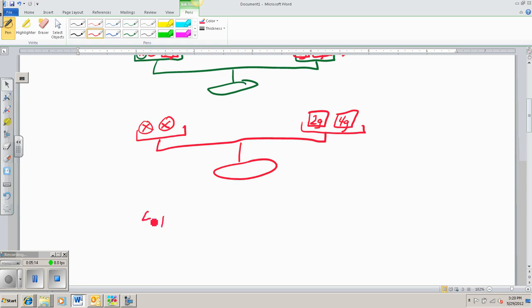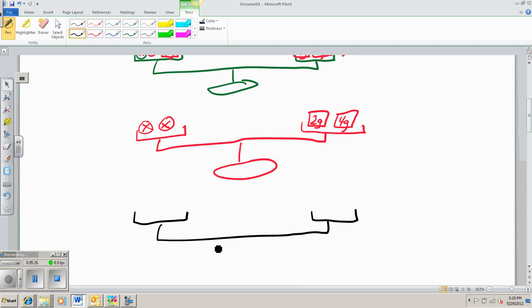So I've got my new balance here. Oh, it gets worse each time. Let me try that again. I've got my balance here. I'm extraordinarily bad at drawing. Okay. I've got 2x, and I've got 2 grams and 4 grams.